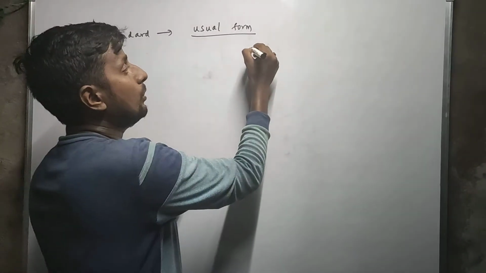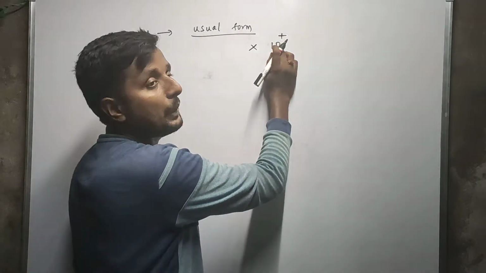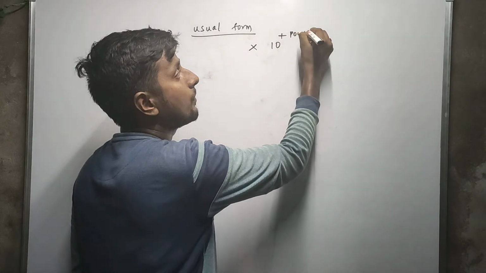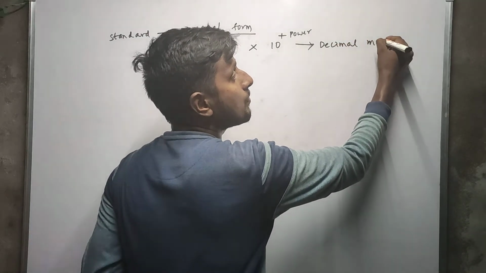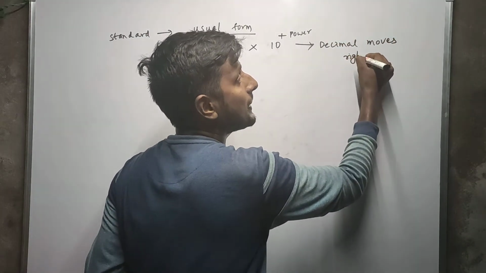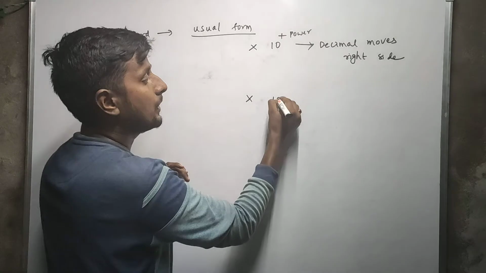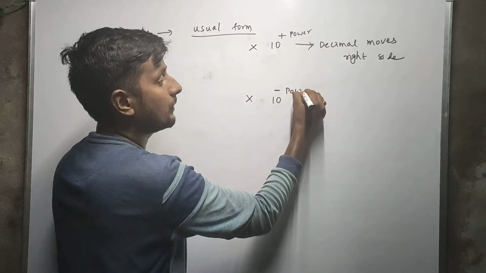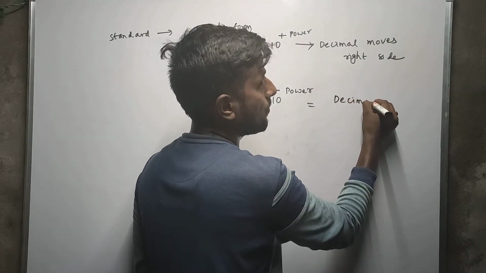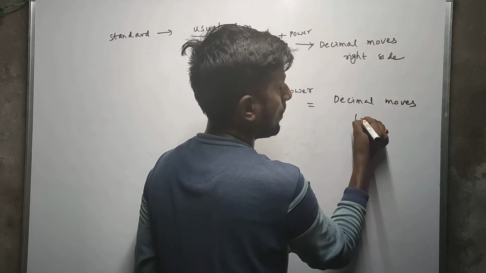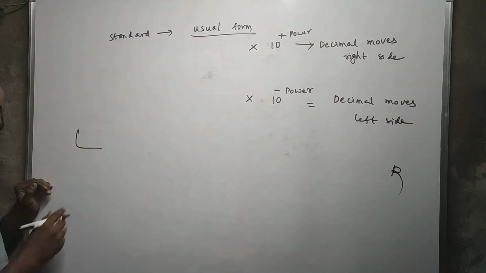So multiplication and 10 power is positive. Positive power. What will I write? The decimal moves right side. Next, same multiplication, 10 to the power minus power. The decimal moves left side. This is the right side of the board. It is the left side of the board.